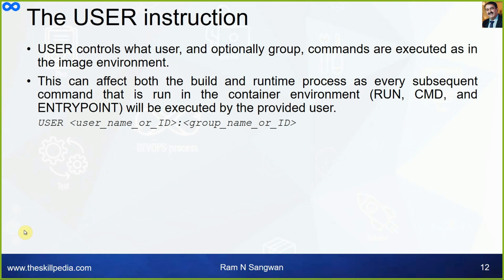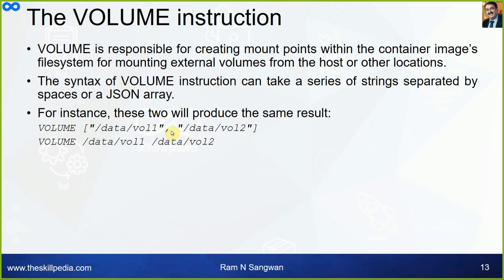User followed by group also. This can affect both the build and runtime process, as every subsequent command that will run in the container environment, like run or cmd or entry point, will be executed by the provided user. So you specify user, user ID, and group ID separated by colon, or user name. Both can be supplied, like username followed by group name or user ID followed by group ID separated by colon. That can be used. That is the user instruction.